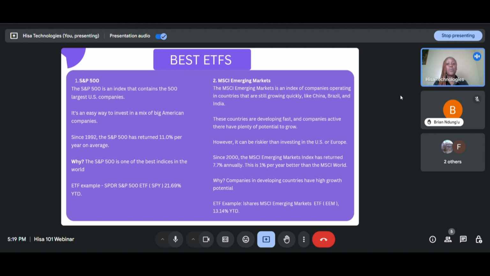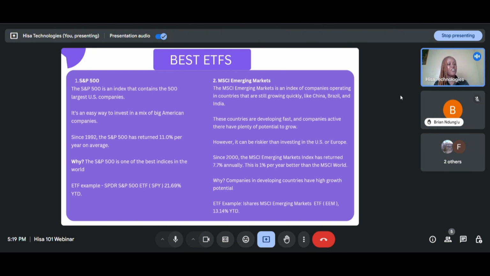So the S&P 500 is an easy way to invest in a mix of big American companies. This index has been giving a return of 11% per year on average since 1992. So for someone who invested in an ETF that tracks this index, they have been getting an average of 11% since 1992. So why should you consider taking a look at the S&P 500? Well, it is one of the best indices in the world.